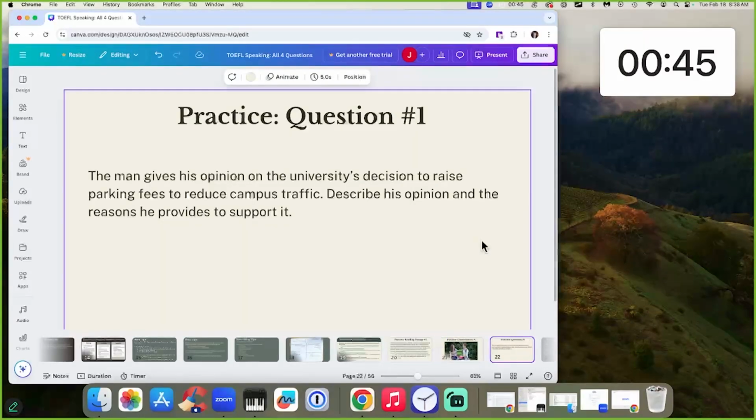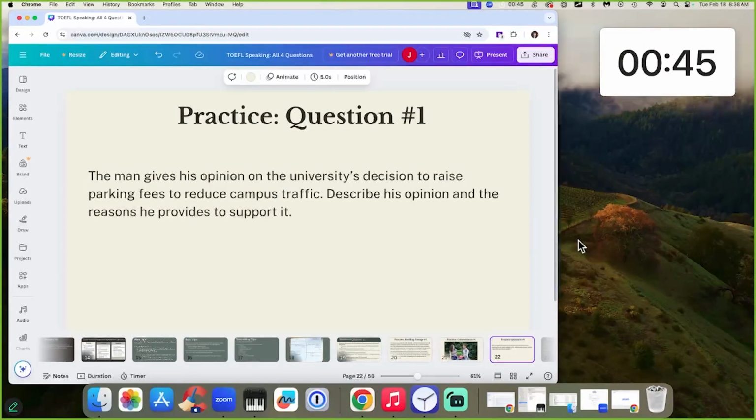Then you'll see the question. It says, the man gives his opinion on the university's decision to raise parking fees to reduce campus traffic. Describe his opinion and the reasons he provides to support it. So you will have 30 seconds to prepare. Begins now.